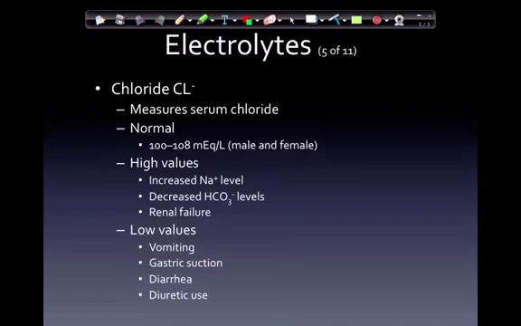Chloride, measured serum chloride. Normal chloride levels are going to be 100 to 108 milliequivalents per liter, and that's both male and female. High values: increased sodium level, sodium chloride likes to get together, decreased bicarbonate levels, or HCO3 levels, or renal failure. Low values are caused from vomiting, gastric suctioning, diarrhea, or diuretic use.